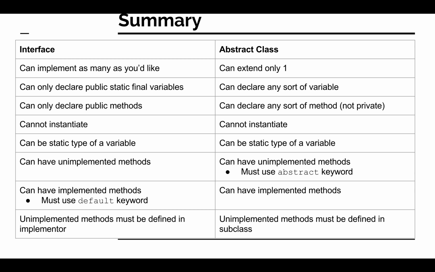Interfaces and abstract classes can both be the static type of a variable. You can put them on the left hand side.